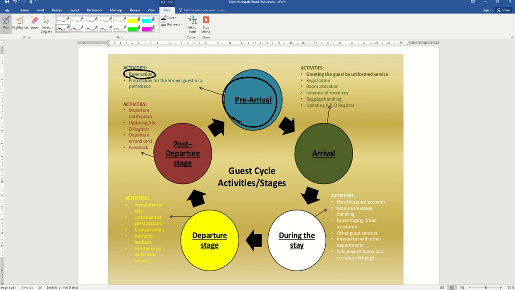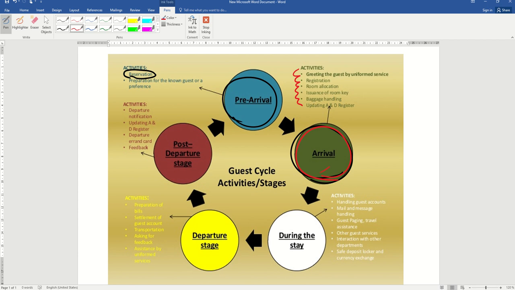Next one, the date of the arrival. Guests come to the hotel and check in. That is arrival stage, isn't it? When guests arrive at the hotel, activity 1, 2, 3, 4, 5, and so on. We talk about the role of the receptionist. Then, after checking in, allocate guests to guest room.